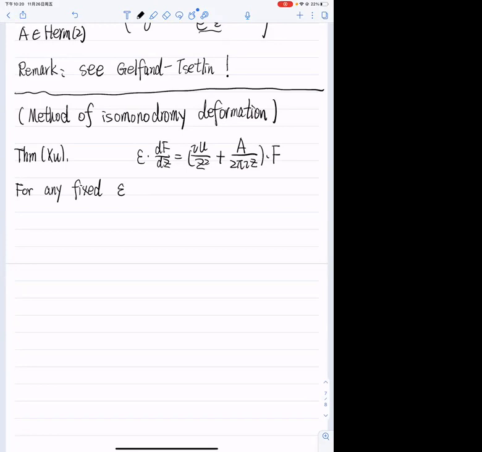And then the theorem says that for any fixed non-zero epsilon, the entries of the Stokes matrix, in this case we only have two sectors, thus two Stokes matrices, are given by the following formula. So the k-th row, (k plus 1)-th column entry of the Stokes matrix takes the following form.